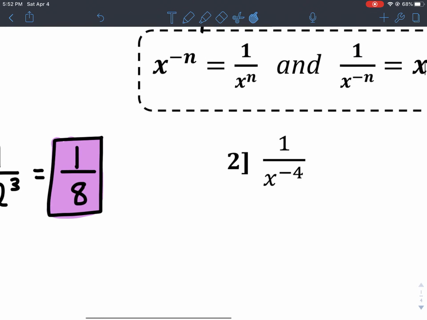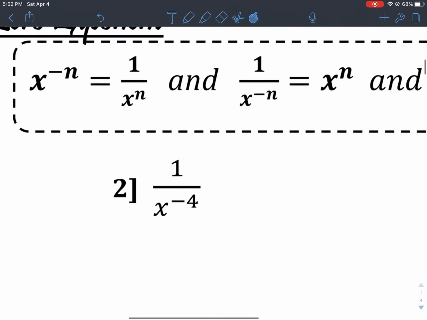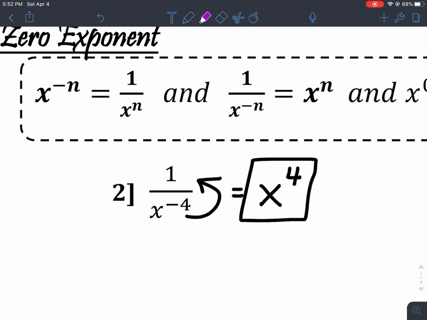In this second example here, now we have the negative exponent in the denominator. So if you look at the properties above, in order to make this a positive exponent, we have to cross the line and change the sign. So now we're taking it from the denominator and putting it in the numerator, and it becomes a positive exponent. So the answer to this one is just x to the 4th power.